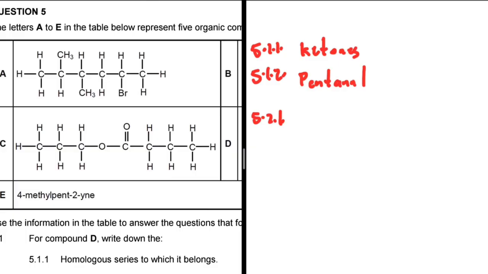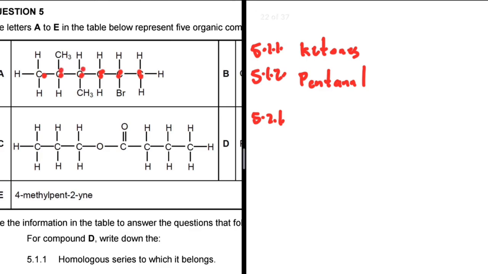So first things first, we're looking for the longest carbon chain. So let's take a look. 1, 2, 3, 4, 5, 6, right? And then 1, 2, 3, 4, 5, 6. 1, 2, 3, 4, 5. So it looks like the straight chain 1, 2, 3, 4, 5, 6 is our longest carbon chain. So let's take that as our longest carbon chain.